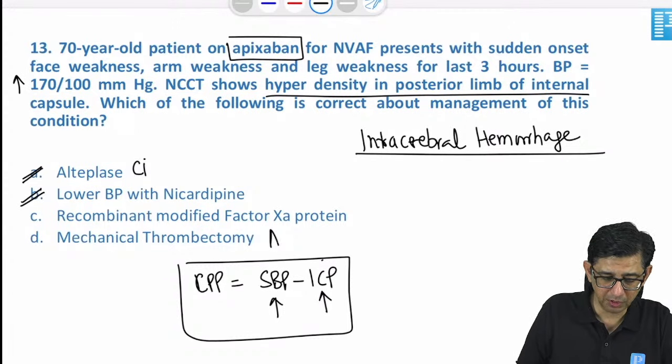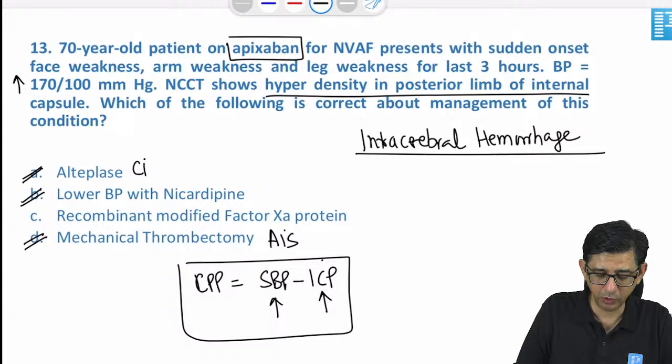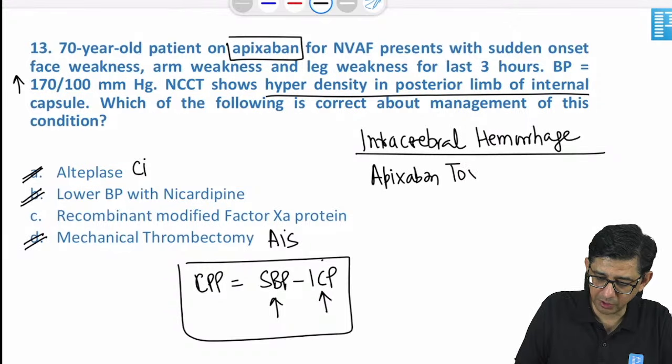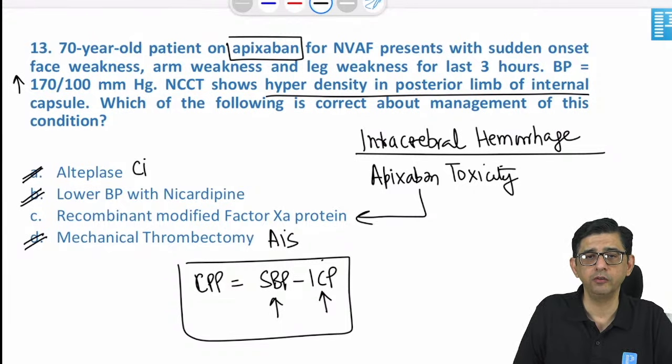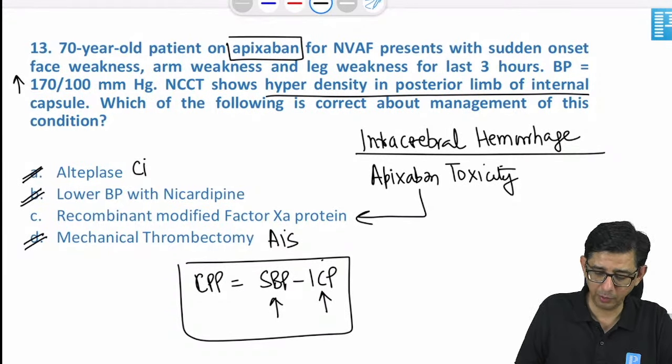Mechanical thrombectomy is done in acute ischemic stroke. So the correct answer for this particular patient is option number C, that is the antidote. Basically it is asking you in simple English, what is the antidote for apixaban toxicity, and the answer is andexanet alpha, which is a recombinant modified factor Xa protein. So andexanet alpha is the answer for this question.